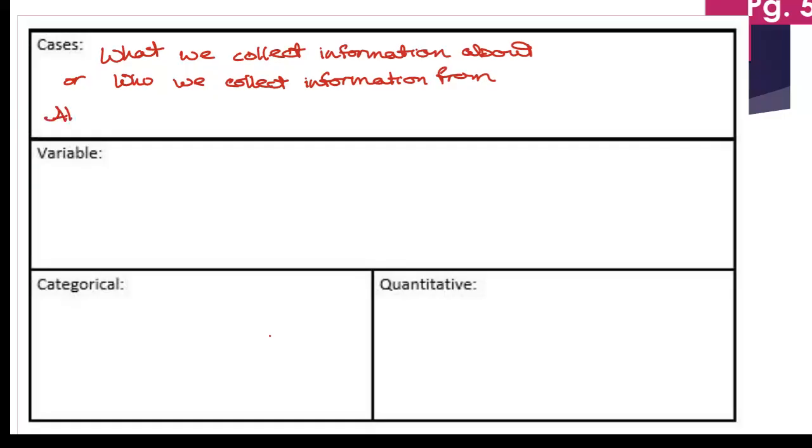The cases are also called individuals, or subjects.